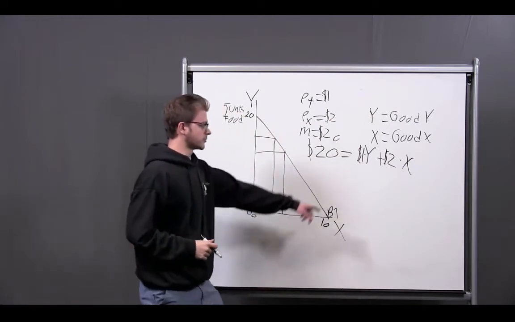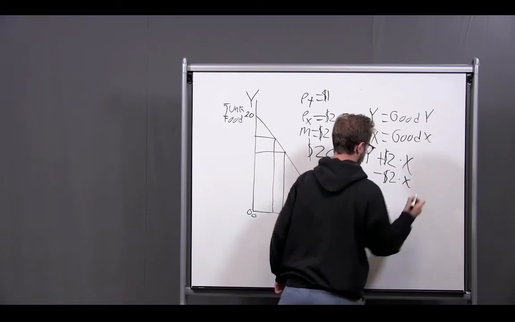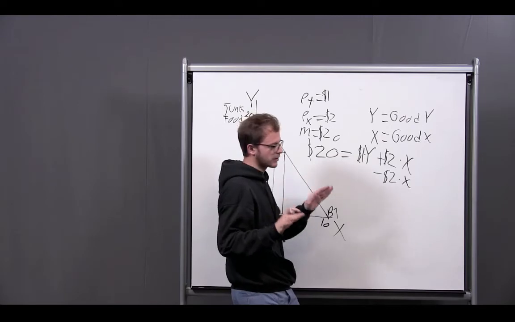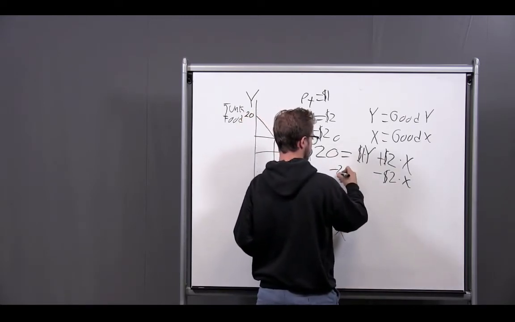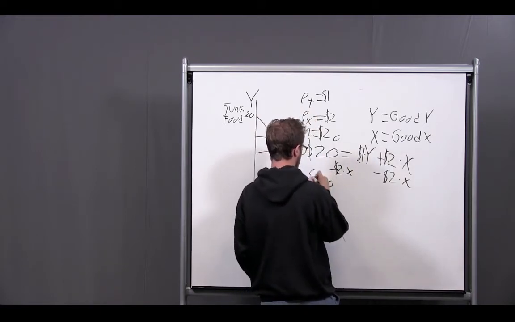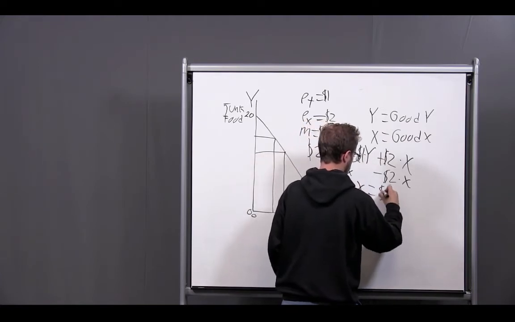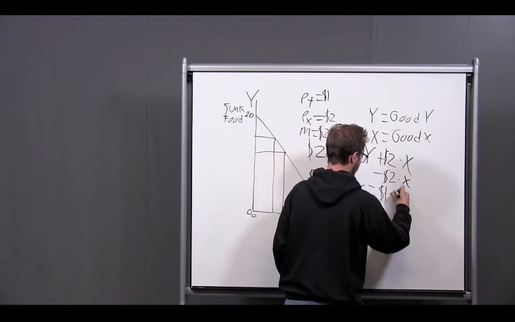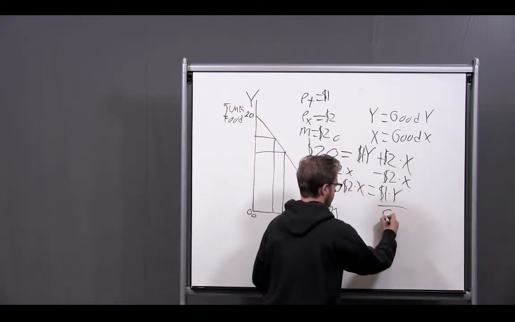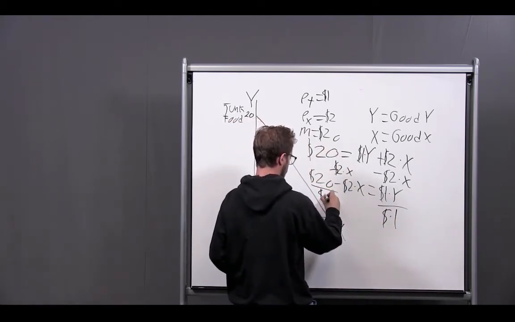So what I'm going to do is subtract 2 times x from both sides. Well, $2 times x, because we have to cancel out these units so we have the right units. I'm going to subtract that from both sides. Now I have $20 minus 2 times x equals $1 times y. And I can divide all sides by 1. If you're taking some algebra class, you should know that when you divide by units, the units cancel.